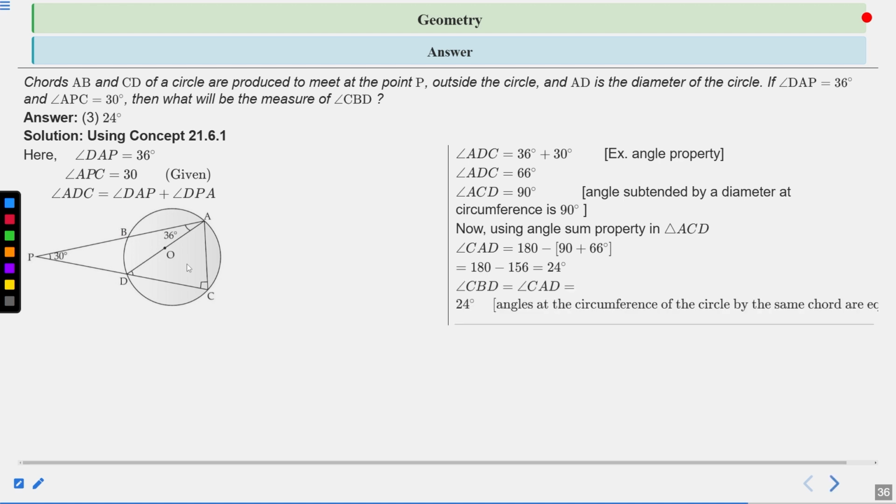So angle CBD is equal to angle CAD. We can say that both are equal. We know that the angle of the triangle CAD, which we calculated, is 24. So CAD is equal to CBD, which is equal to 24 degree. Angles at the circumference of the circle by the same chord are equal. So third one is the correct answer of this question. Next one.